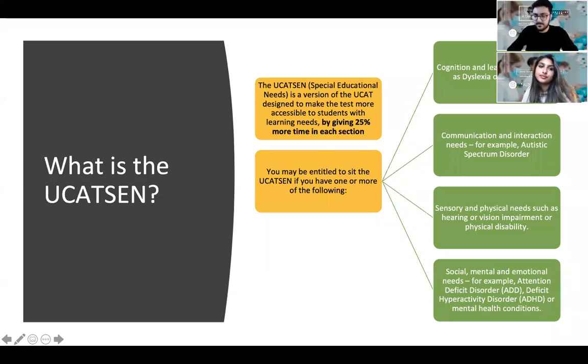So this can include cognition and learning difficulties. So for example, if you have dyslexia or anything like that, you can be able to ask for this extra time. And a lot of these different things here on the side, you can see you'll be able to apply for the UCAT SEN and just get that extra time because the UCAT is very time pressured. Next slide, please.